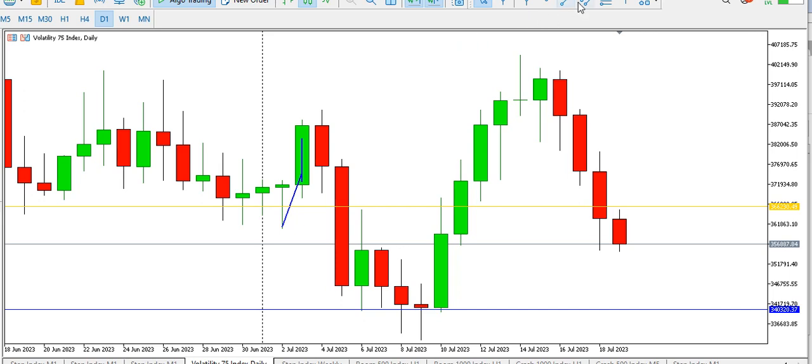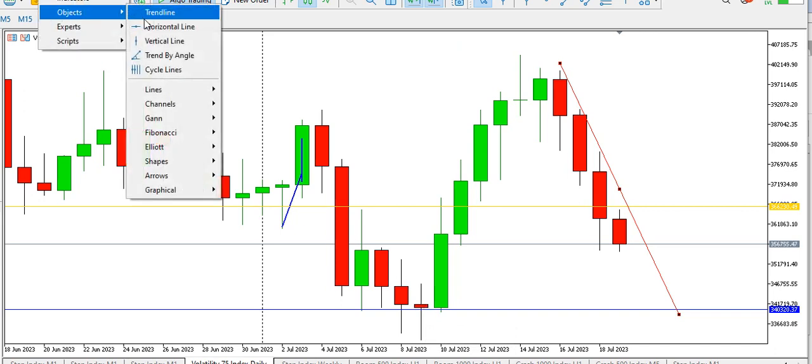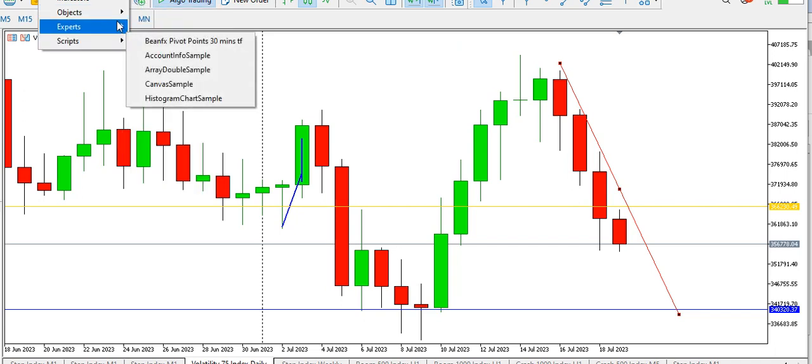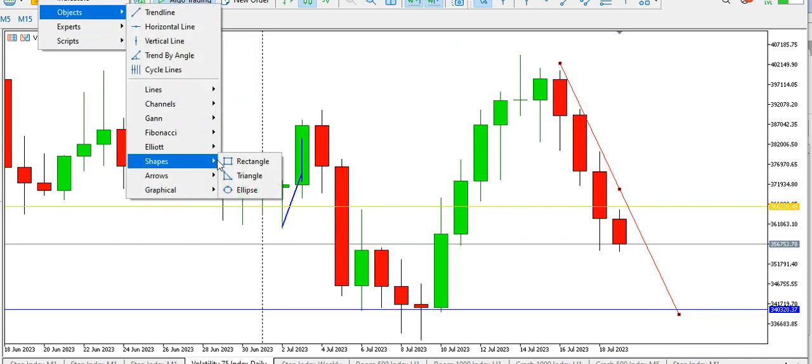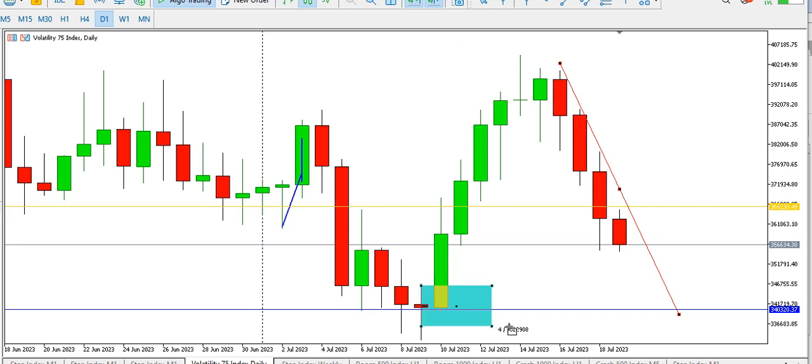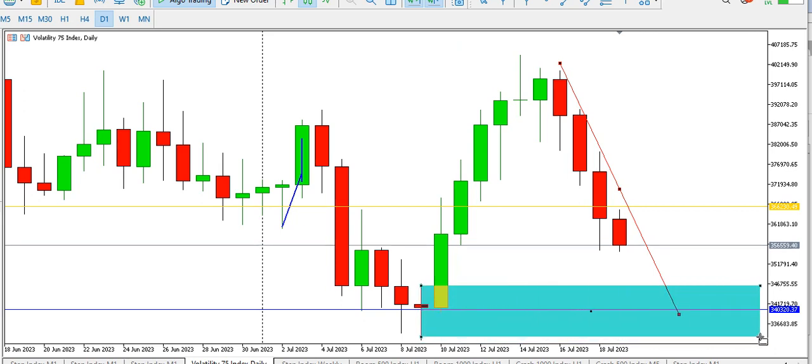But for now we have the descending line. This is a descending line, and price is currently respecting this line as it drops. We also have the daily order block. This particular order block on the daily time frame might serve as support to price as price slides downward.